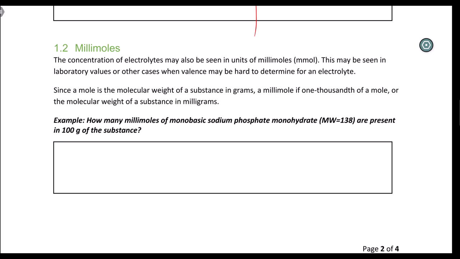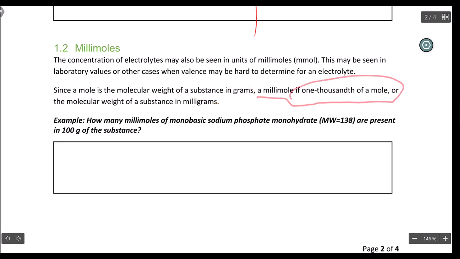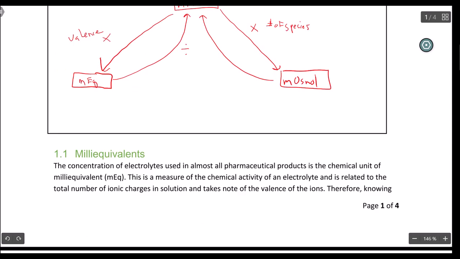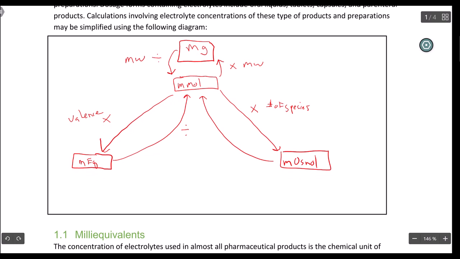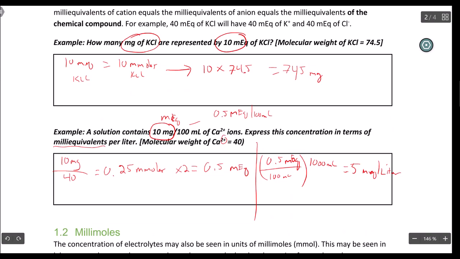And since the mole is the molecular weight of a substance in grams, 1 millimole is 1/1000th of a mole, which is why in my chart here, I have milligrams here and I have millimoles here. I could substitute the word grams here and put the word mole here, but here I'm putting milli and milli. And usually it's because we work with those numbers more often in milligrams than we do in grams in pharmacy. So that's why that picture is drawn that way.